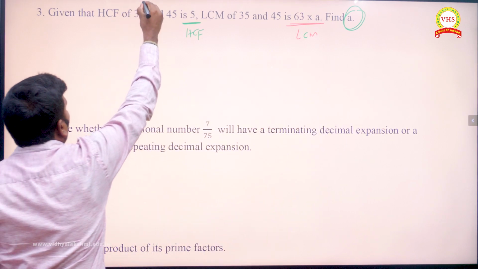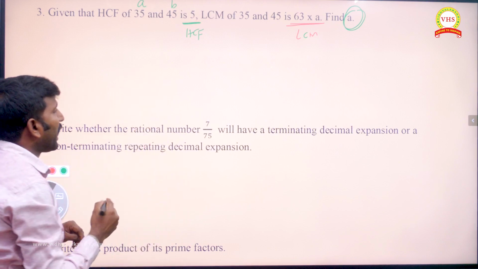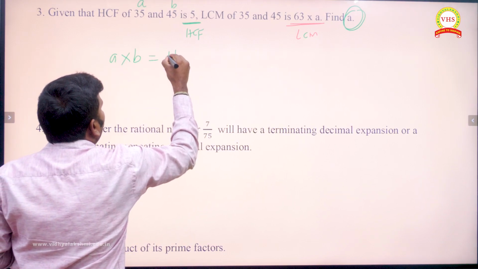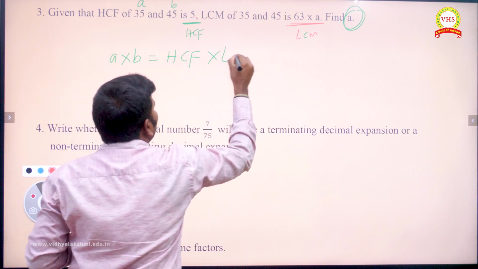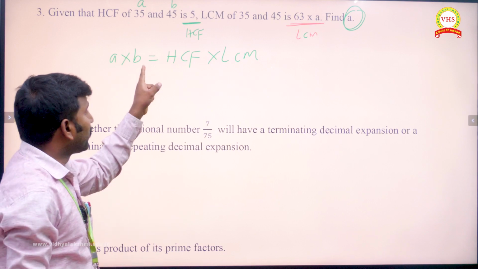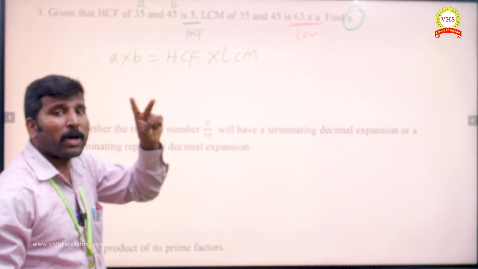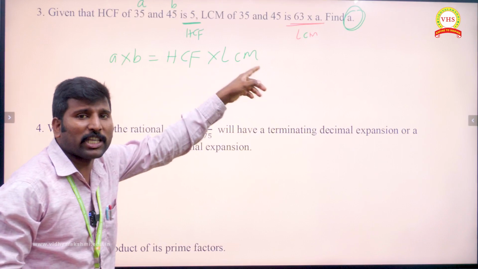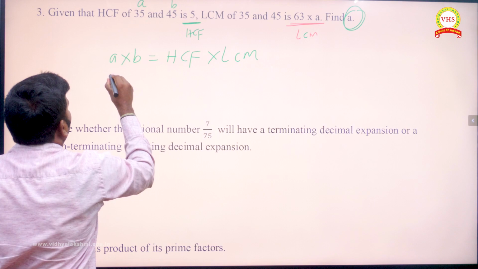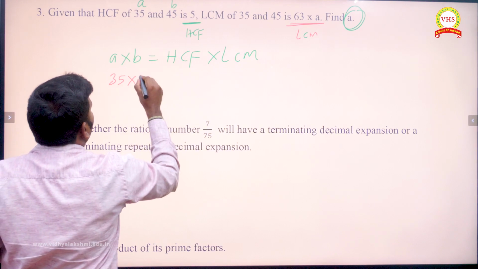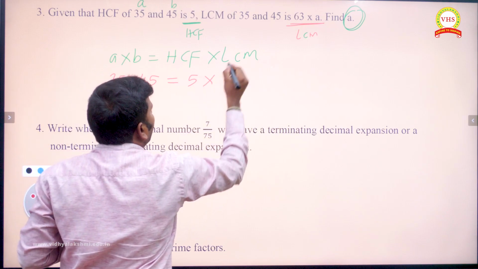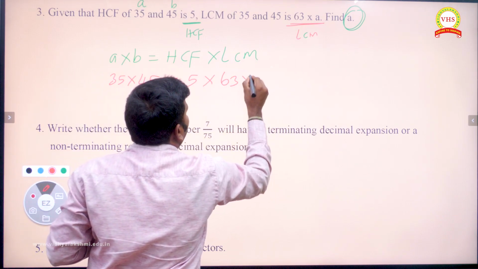There are 2 numbers now. This is A and that is B. A and B are given. As per the formula, the product of the 2 numbers is equal to the product of HCF and LCM. This formula you must know. This is possible only for 2 numbers. As per that rule, let me use 35 and 45 on one side, which is equal to HCF 5 multiplied by LCM 63 multiplied by A.